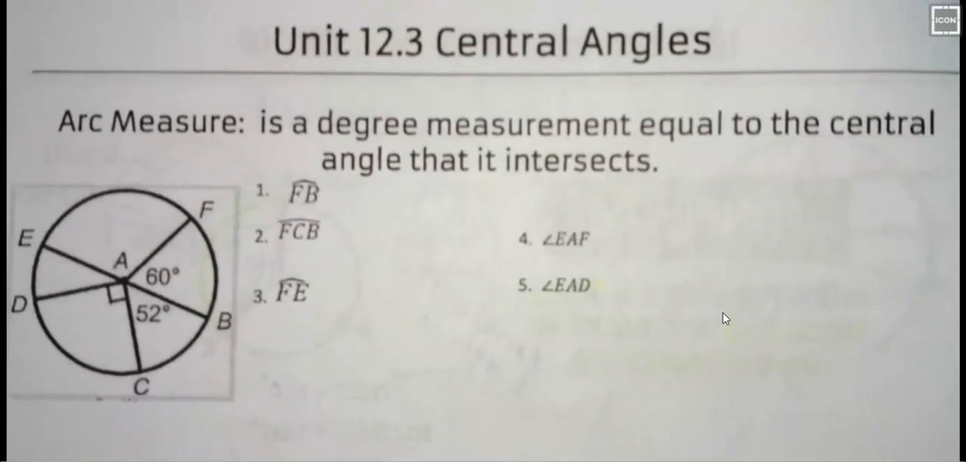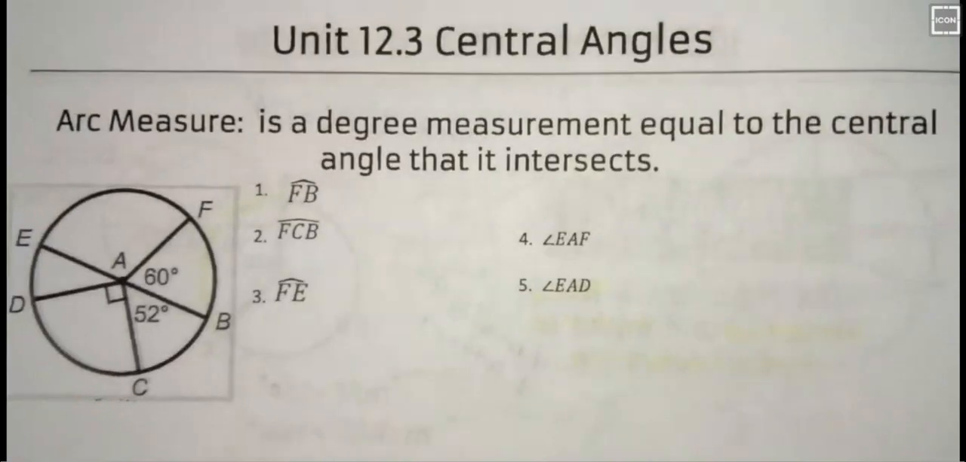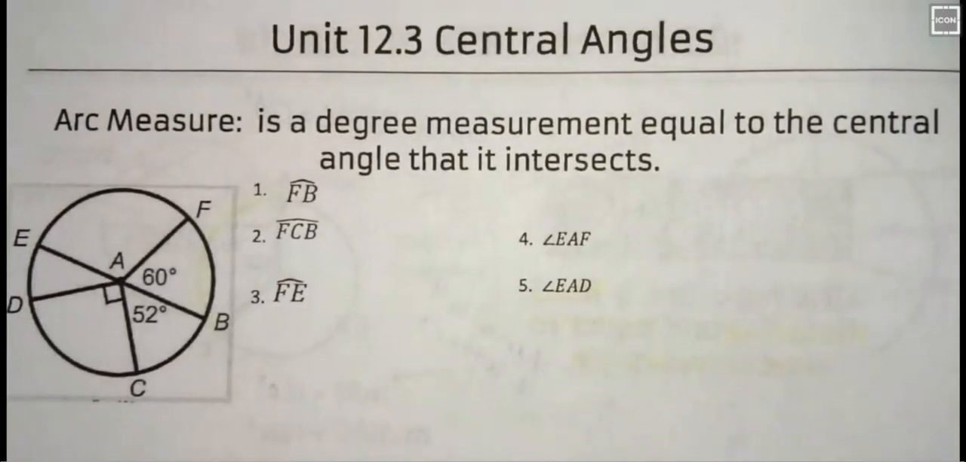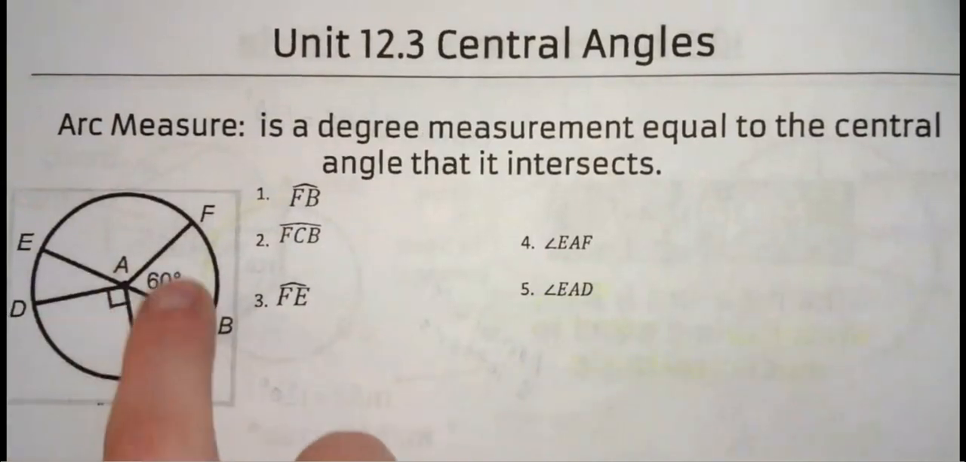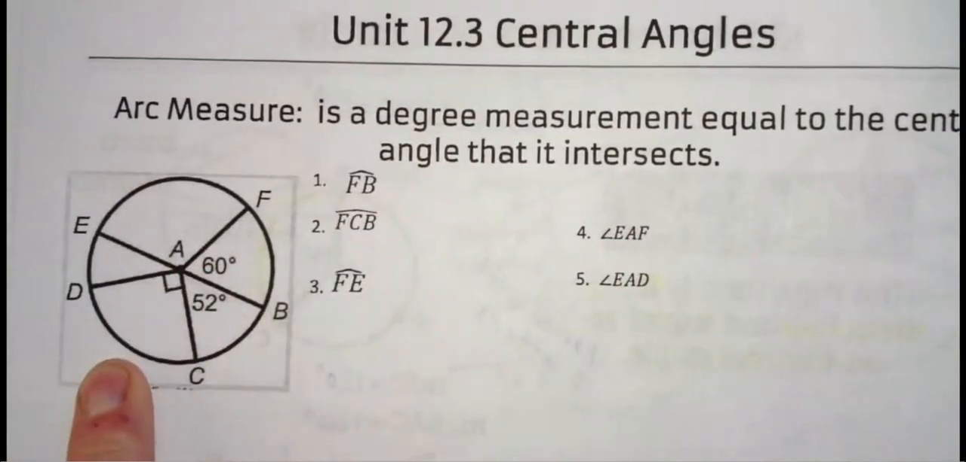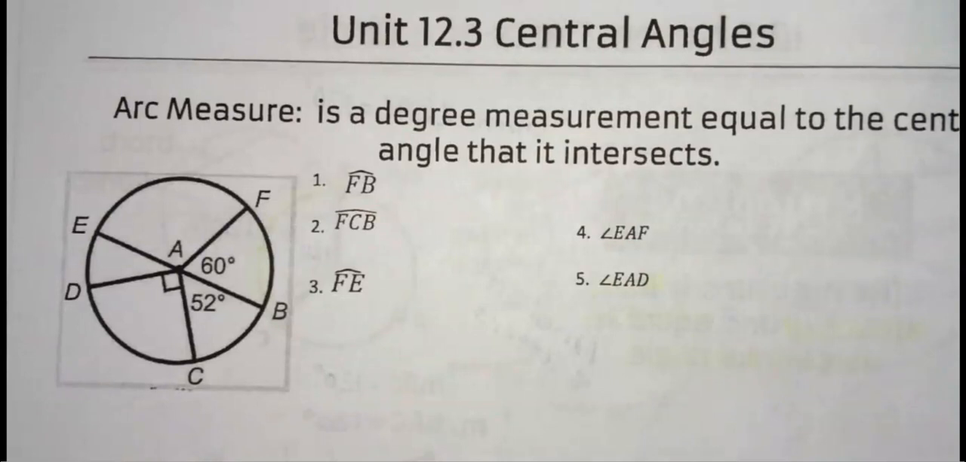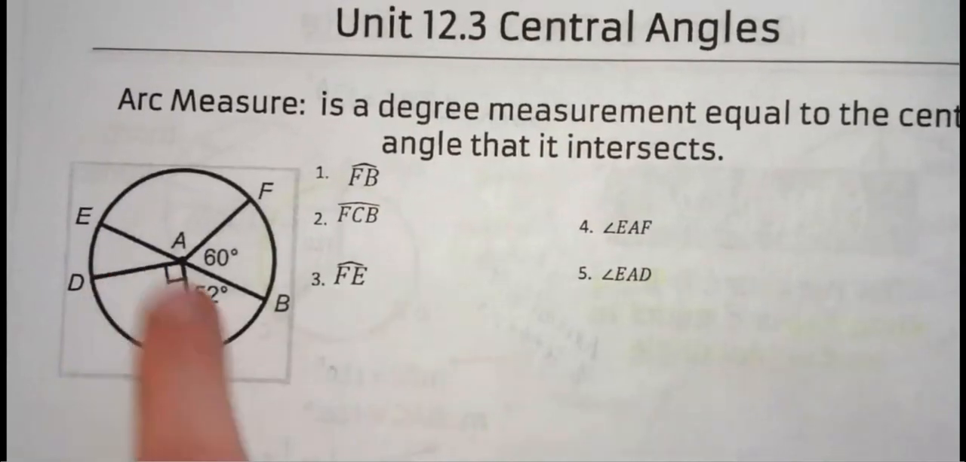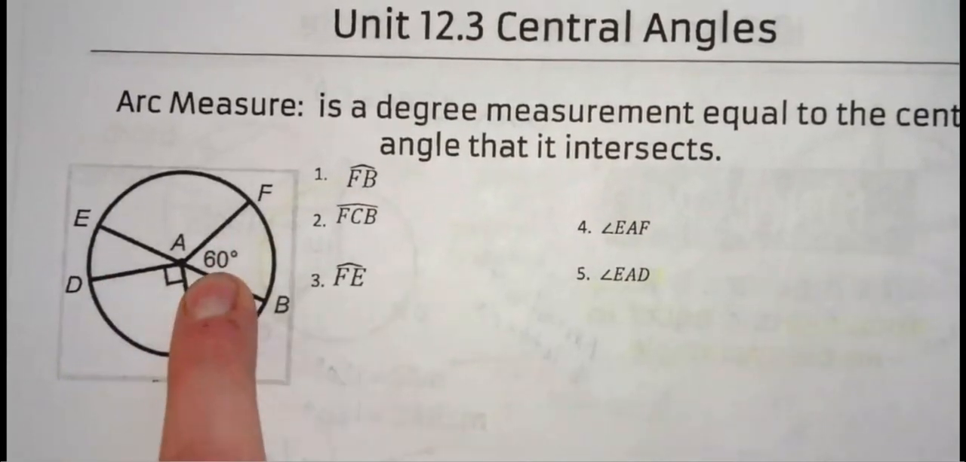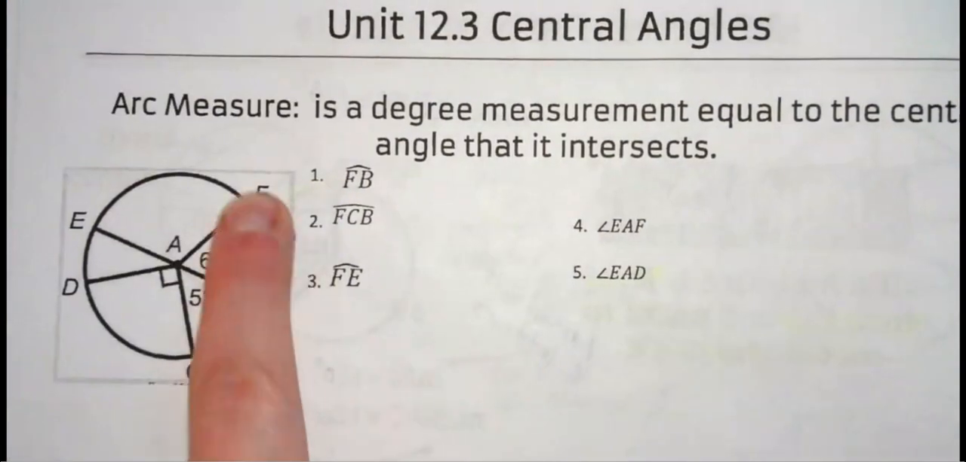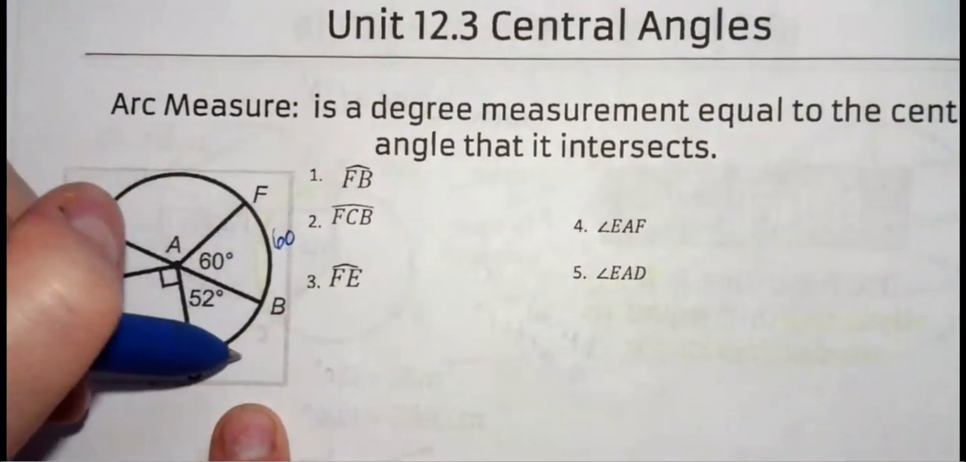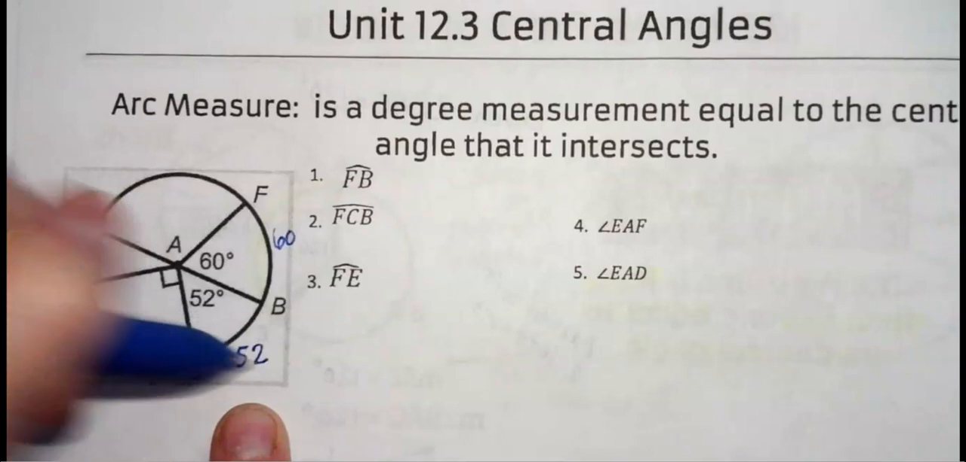So my main focus is to show you the concept of what central angles are. The central angle is equal to the arc that it opens up to. So all of these angles equal the arc that it opens up to. Here's the deal: you are given three of these. So if this is 60, this arc out here is 60 as well. This is 52, so that's 52 out there.